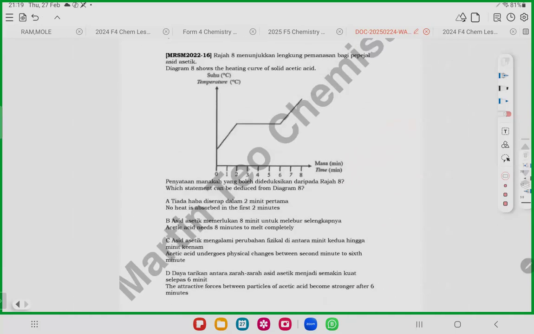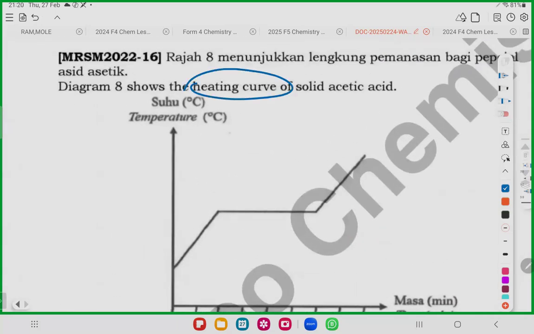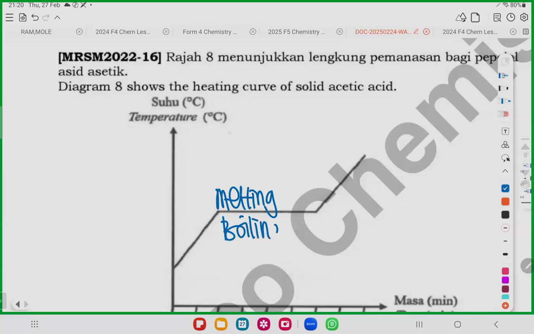This question came out in MRSM. This is another good quality trial exam paper. Which statement can be deduced from the diagram? Same thing, this is a heating curve, and this one only has one staircase. One staircase may be melting, may be boiling, so we have to read the question carefully. They say this is a heating curve for solid acetic acid. You are given a solid, you heat the solid, so you know this is melting.